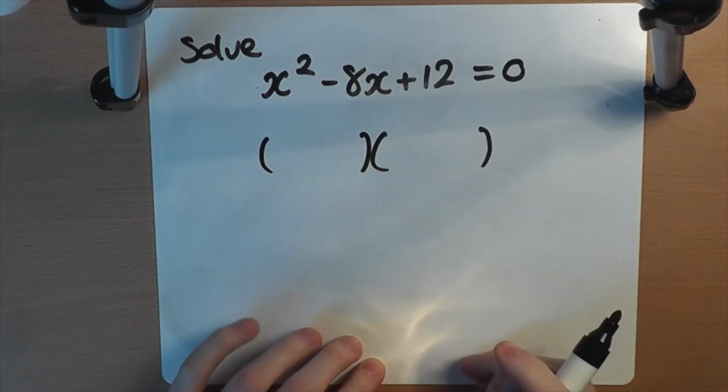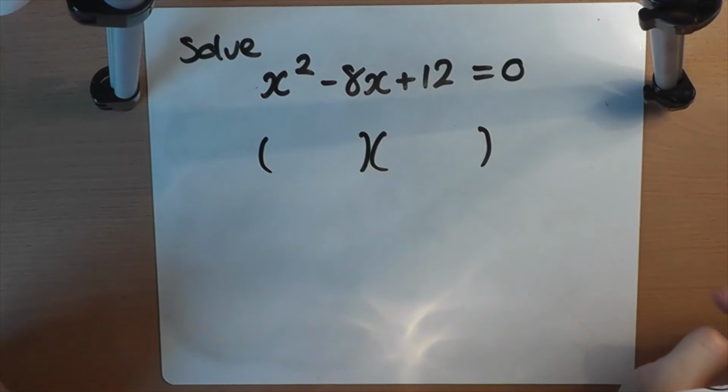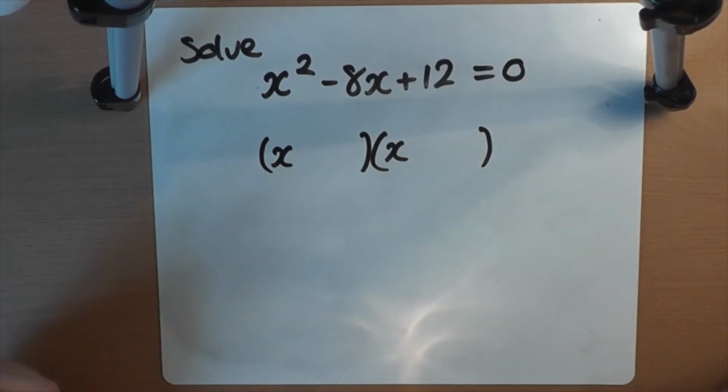When we're factorising then, it's one of these standard quadratics with the x squared term at the front, the number term at the end, and the x terms in the middle. So we can open our two brackets. We're going to have x there, and we're going to have x there.